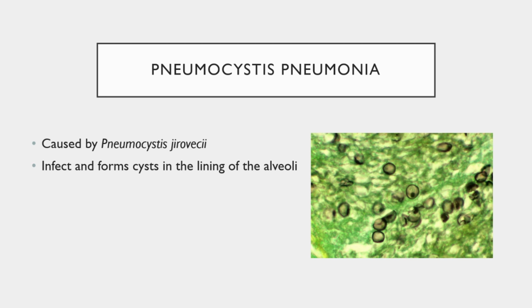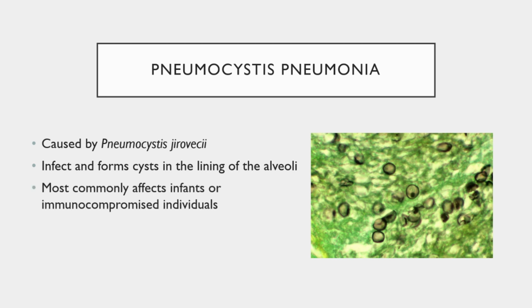It infects the lining of the alveoli and it forms cysts. This pathogen most commonly infects infants or people who are immunocompromised, in particular, people who are affected by AIDS. It is the leading cause of pneumonia in people affected by AIDS.